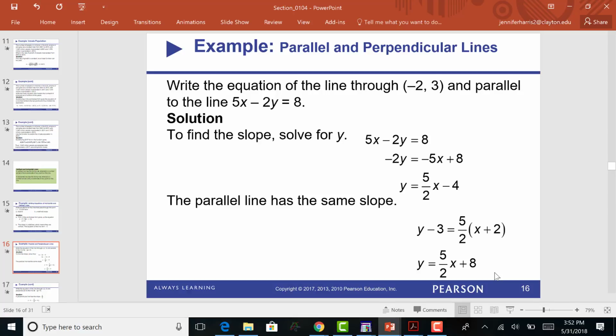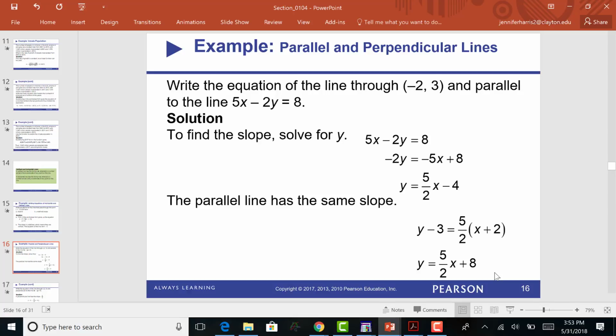Now that you have the slope, do I keep the slope the same? Yes. So here's your hint. Your hint is for parallel lines, slopes are the same. So do I need to change the slope? No. So we're going to keep the slope like it is.